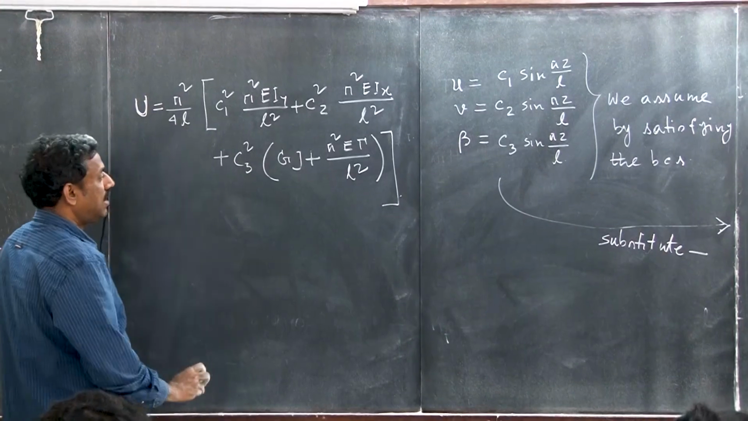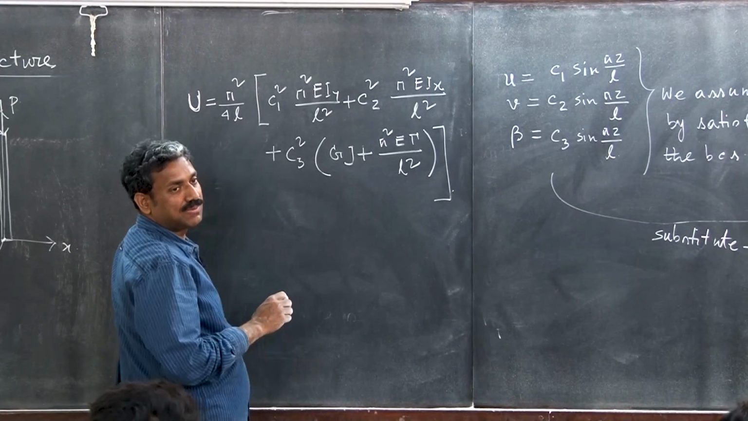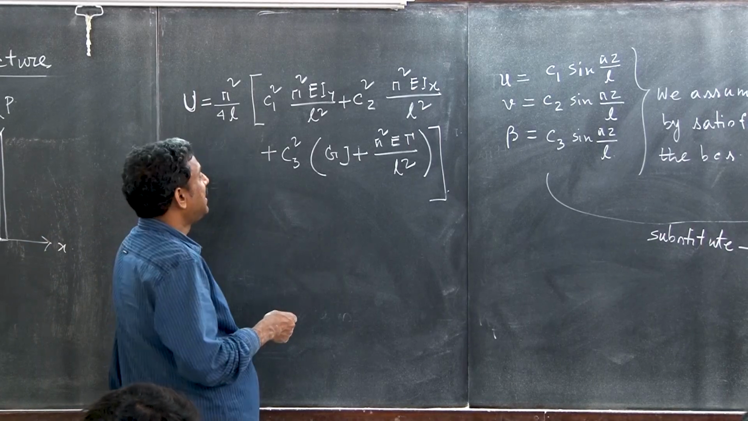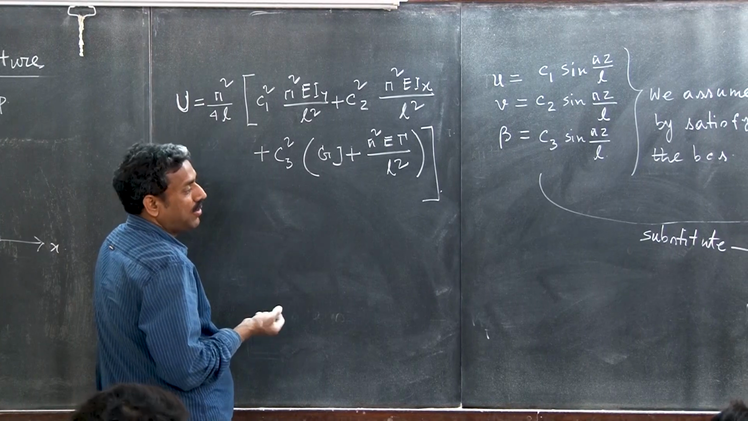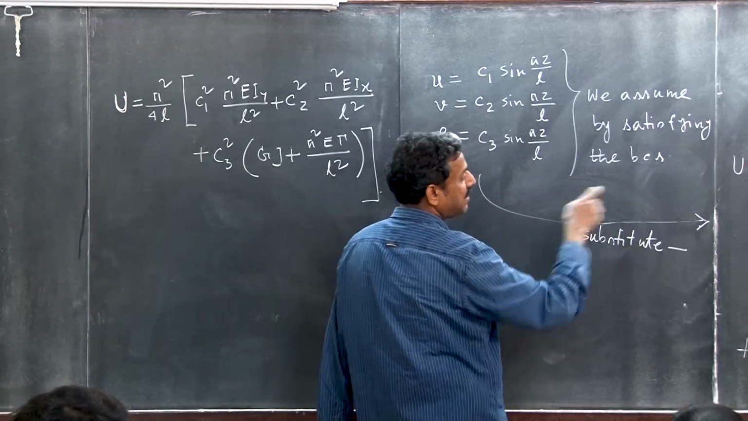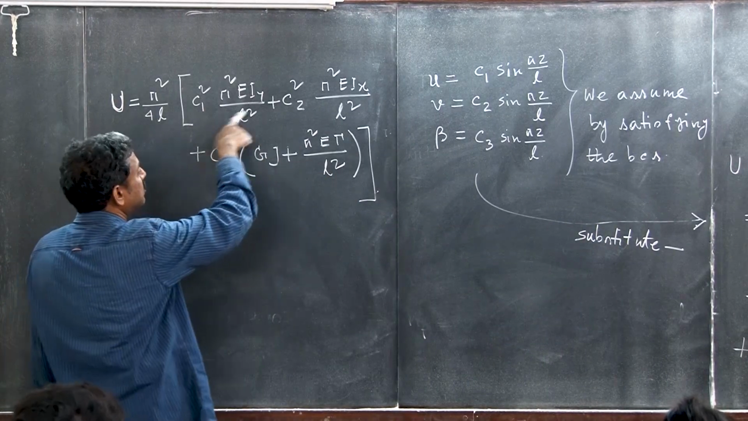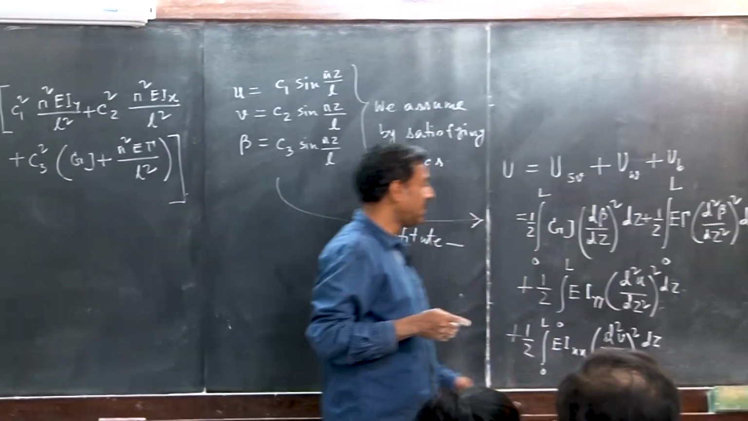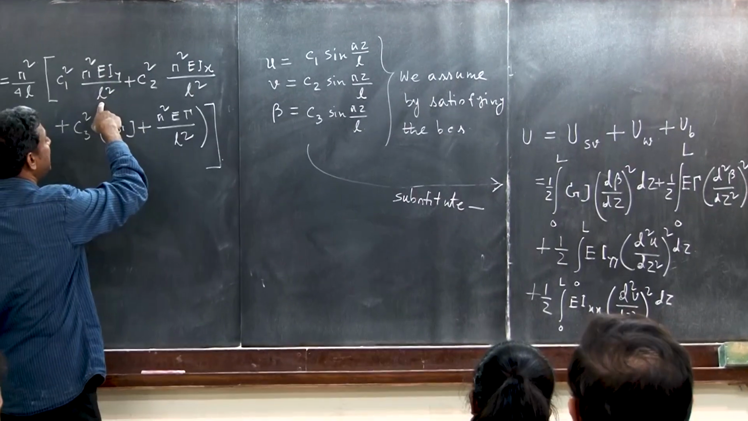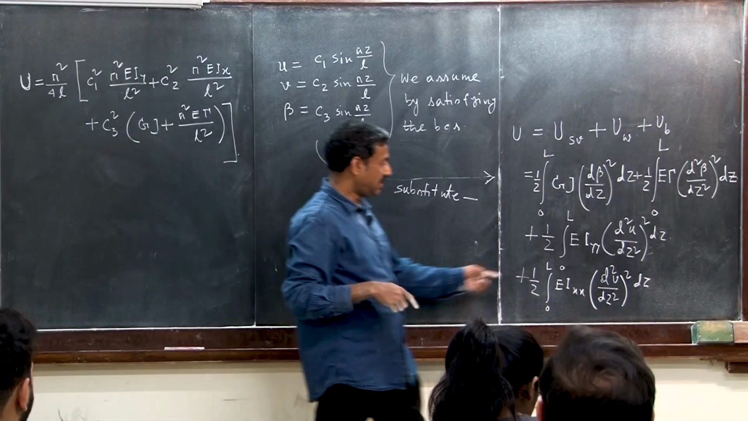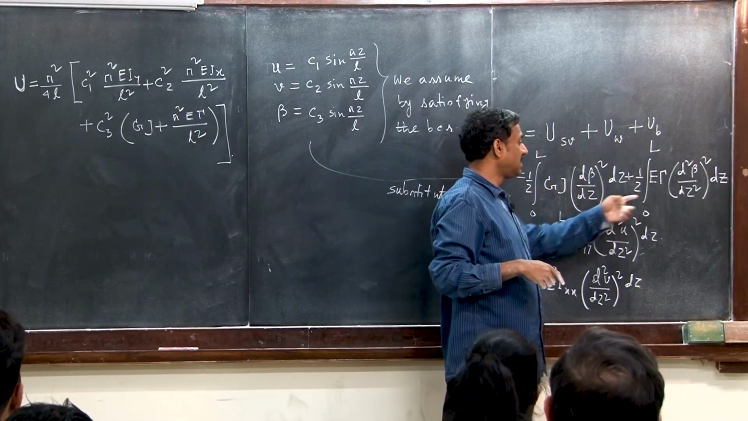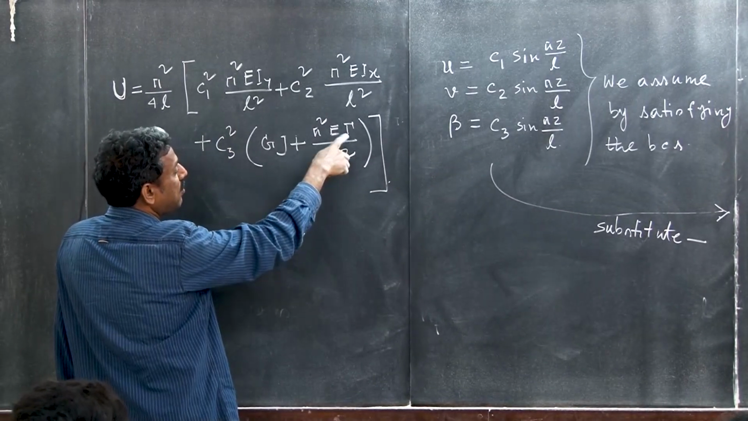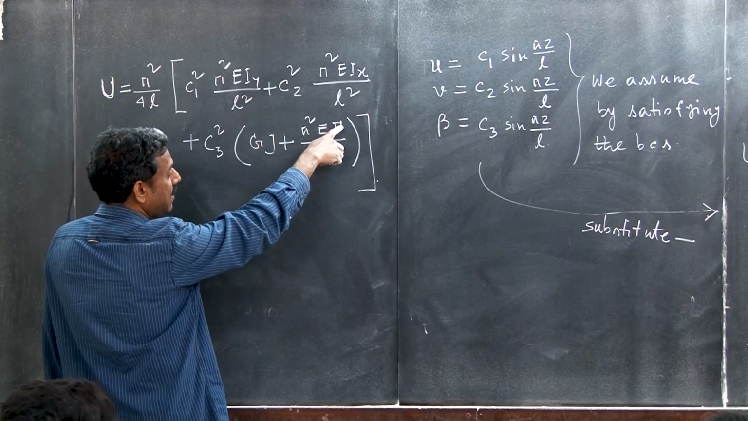Please note that we are getting expressions which remind us of the expression for the critical load, π²EI/L². Okay, we will come there later. You can see C1, C2, C3 appear squared, that's why C1², C2², C3² are there, right? Now for the bending, u and v are two separate terms, that's why π²EIy/L² and π²EIx/L². These are because of these two terms, and then the Saint Venant and the warping ones. For the Saint Venant it is GJ C3², and for the warping one it is π² EΓ/L².